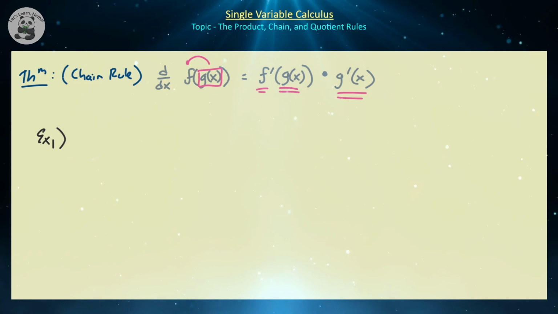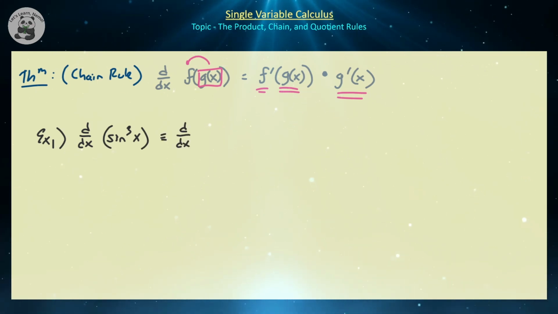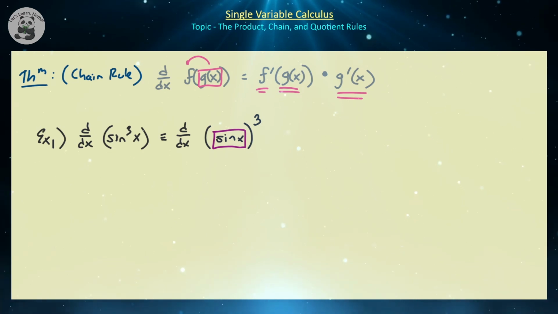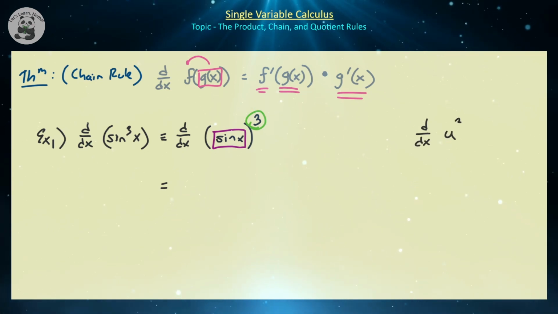So let's start off with a nice basic example. Let's assume that we have the derivative of sine cubed of x, which is also an equivalent way of writing the derivative of the sine function cubed. Notice you first have to identify which function is controlling the other. Notice that the sine of x is in the cubed function. So the exterior function in this picture is going to be something cubed. So what is the derivative of something cubed?